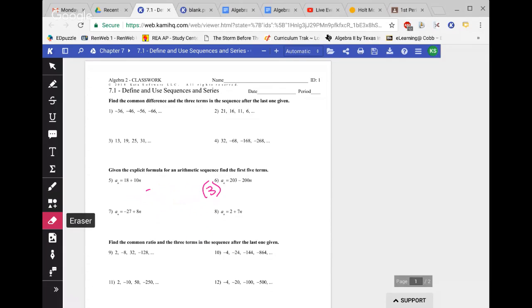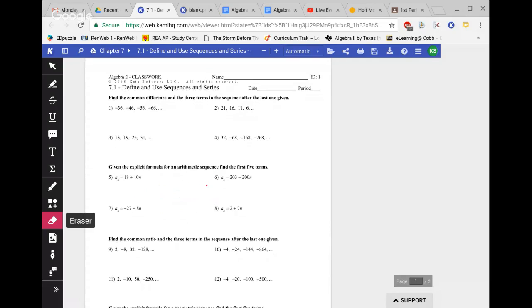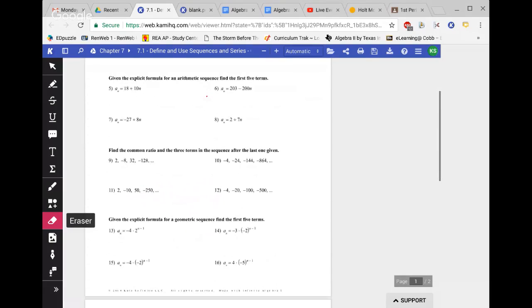Do you want me to work out any more for 6, 7, and 8? No, maybe just the first one of each little section. In each section? Okay. So finding the common ratio and the first 3 terms. So the common ratio is going to indicate that this is a geometric series as opposed to an arithmetic series. And a geometric series means that it's going to grow more exponentially.